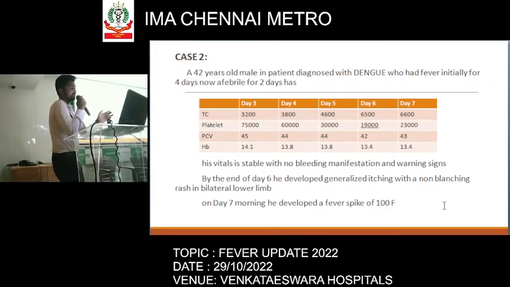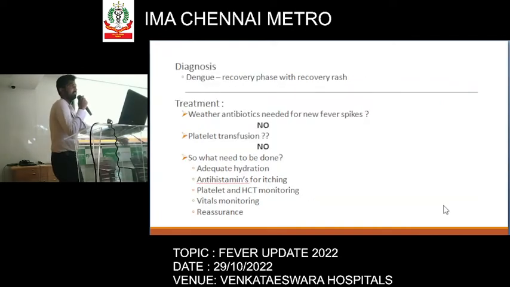So, since there is a new fever spike, are any antibiotics needed? No. And since the platelet count has reached 19,000, however the patient is stable, is platelet transfusion needed for this patient? No. So, what needs to be done for this patient is adequate hydration, and antihistamines can be given for his itching, and routine platelet and hematocrit monitoring since he is still in the critical phase, within 48 hours of the safe febrile phase. Then vitals monitoring and reassurance that the itching and the rash will go away on their own and nothing needs to be bothered about. Reassurance is the first thing for this patient.